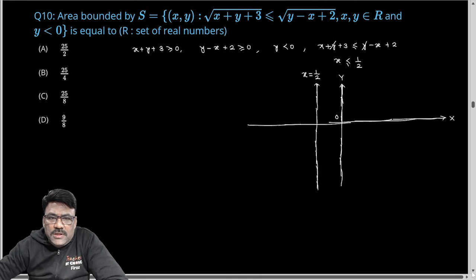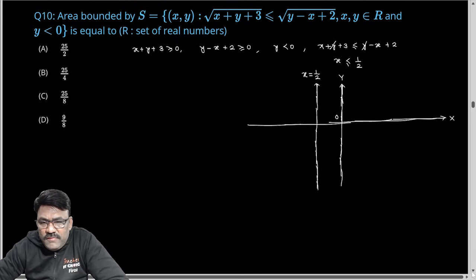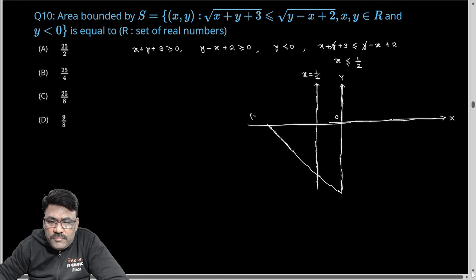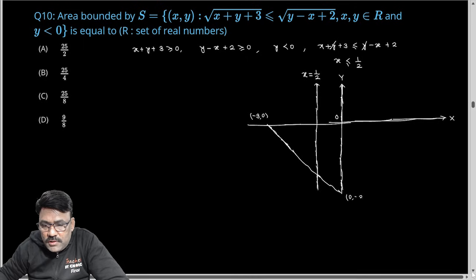Now let's draw this line, x plus y plus 3 equals 0. It meets the x-axis and y-axis both at minus 3, my bad. So this line is x plus y plus 3 equals 0. This point is minus 3 comma 0. This point is 0 comma minus 3. And this point will be what?